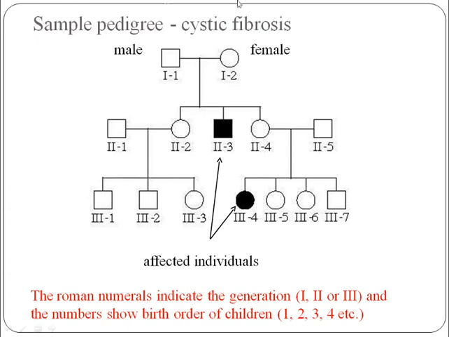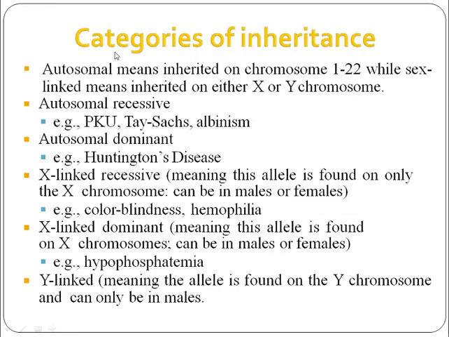In the marriage between these two individuals, all the children are unaffected, so they must be healthy individuals; they must not be carrying the trait. Now, the category of inheritance. Autosomal inheritance means the trait is inherited on chromosomes 1 to 22, while sex-linked means the trait is inherited on either the X or Y chromosome.